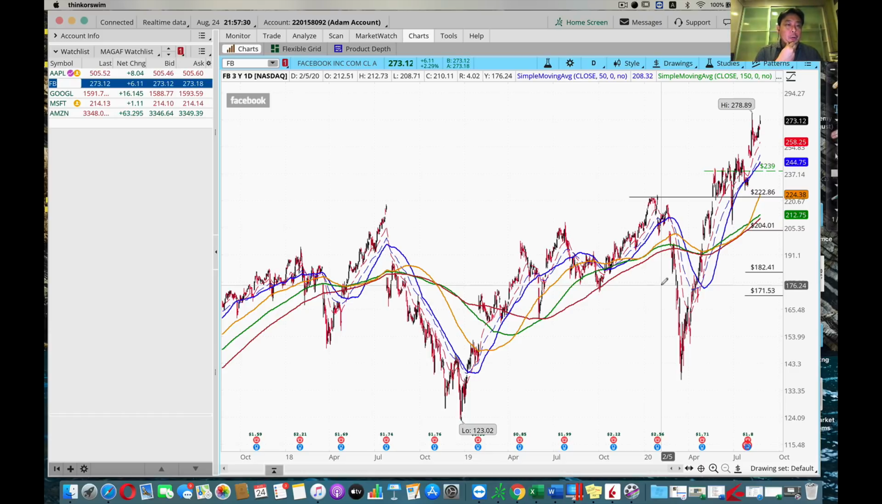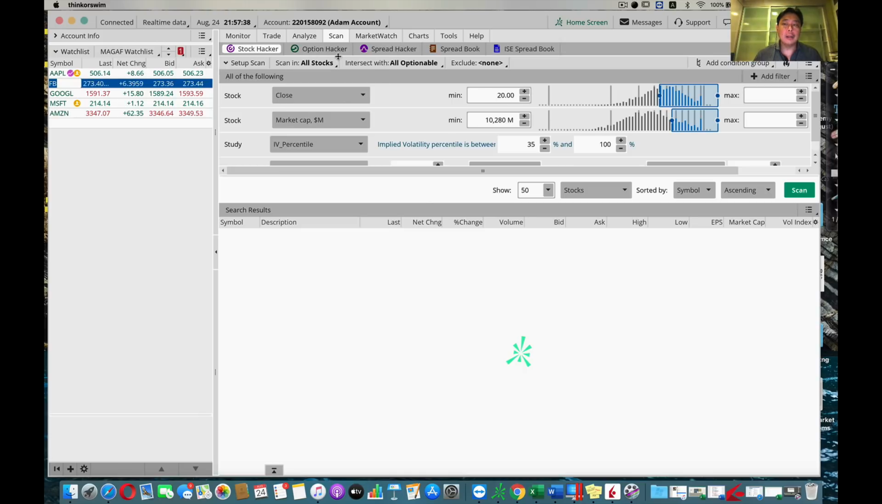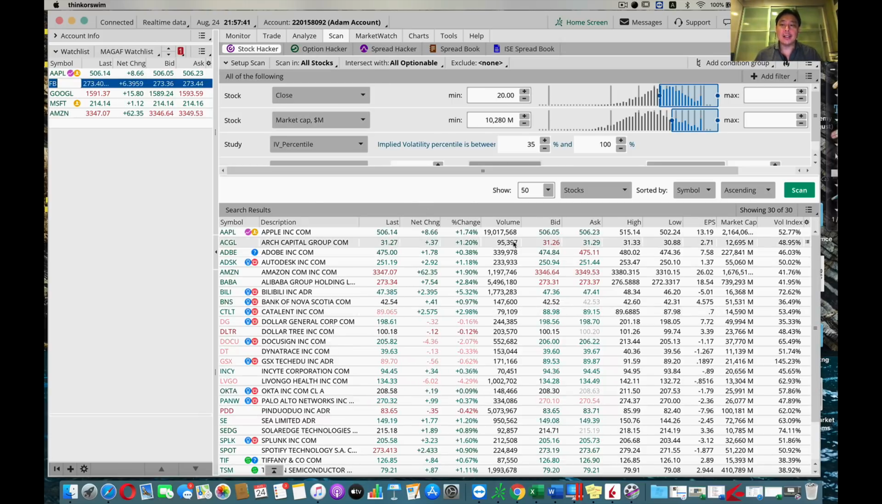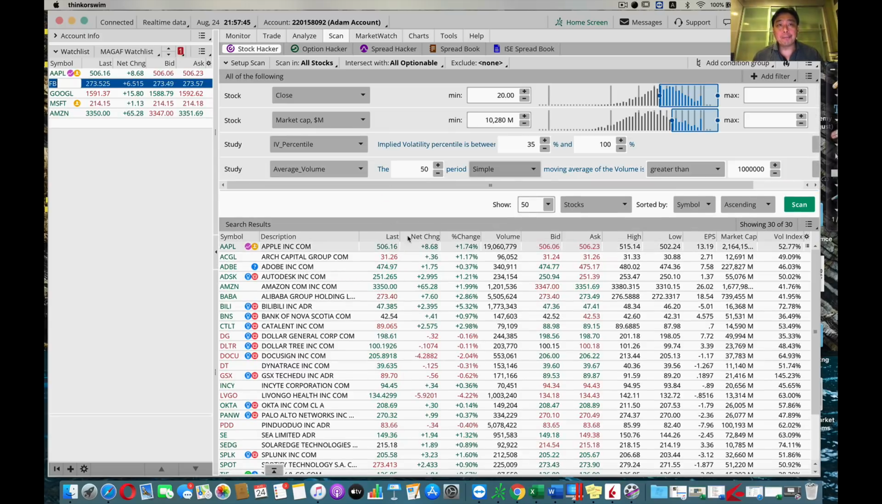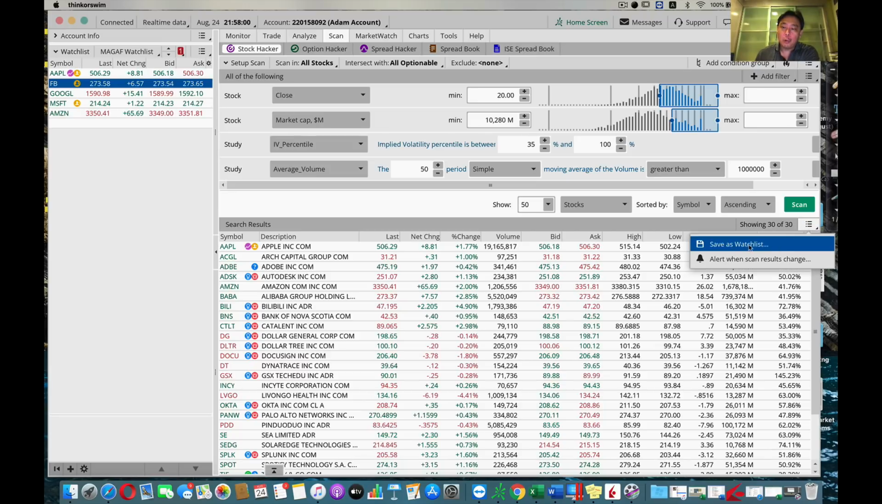What else can I show you? Sometimes when you scan, again, if you have taken our courses, you would have all these scans. This is one of the scans that I use, which is I scan for bull put spreads. I click scan today, and these are all the potential bull put spreads that I could enter today. I want to take a closer look at them. I click save as watch list.